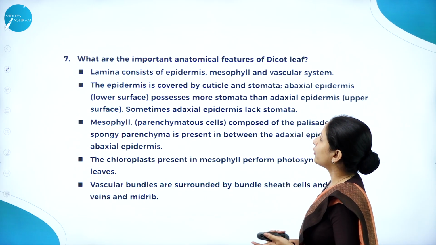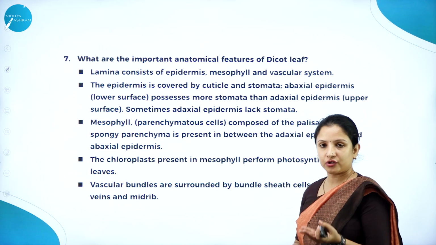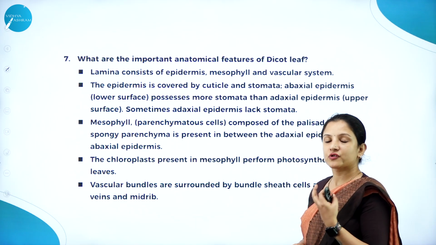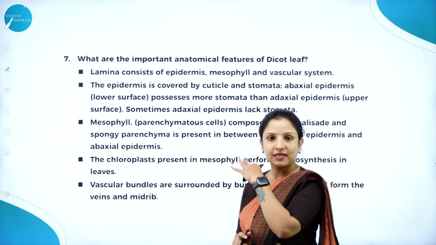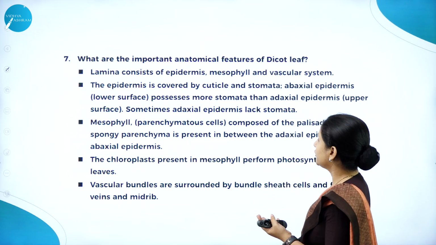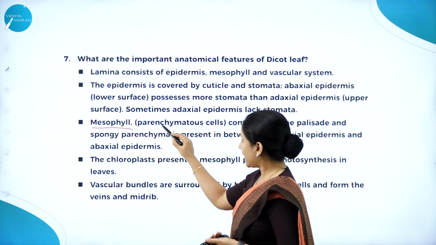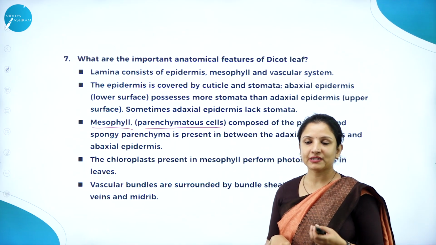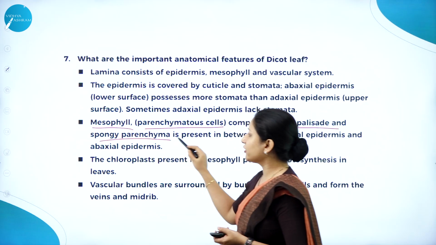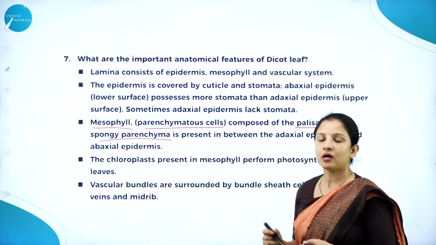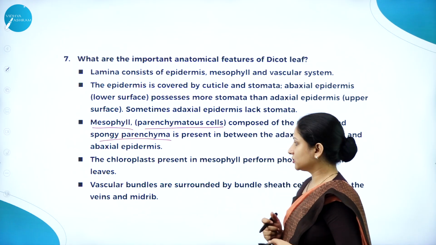Again here, what are the important anatomical features of dicot leaf? Again here you have to mention about the cuticle, the epidermis. You have to write that the stomata are present more on the lower epidermis than the upper epidermis. And also you have to write about the mesophyll. What is the mesophyll made up of? Parenchyma cells. What type of parenchyma cells? Palisade parenchyma and spongy parenchyma. And you have to write that in the palisade parenchyma, chlorophyll pigments are present, which helps in photosynthesis.